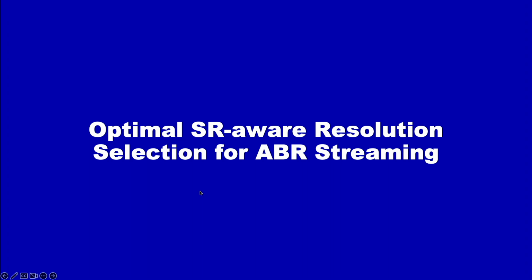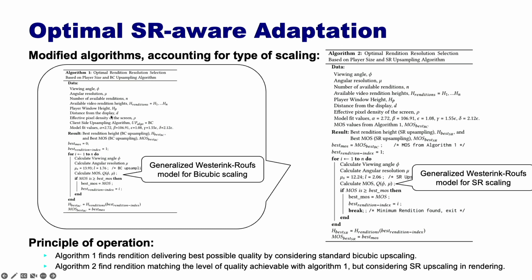So in this work we go one step ahead. Now we are not only taking into account the device characteristics, we are also taking into account the upsampling algorithm that is used in the device. For that, we proposed two modified algorithms. What you see on the left-hand side is an algorithm which selects the optimal rendition considering bicubic upscaling.